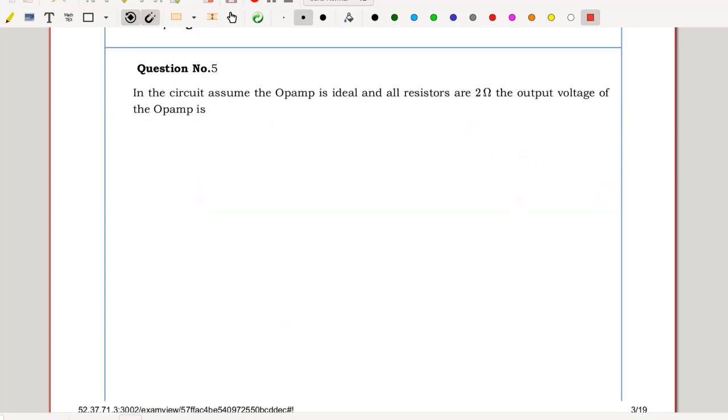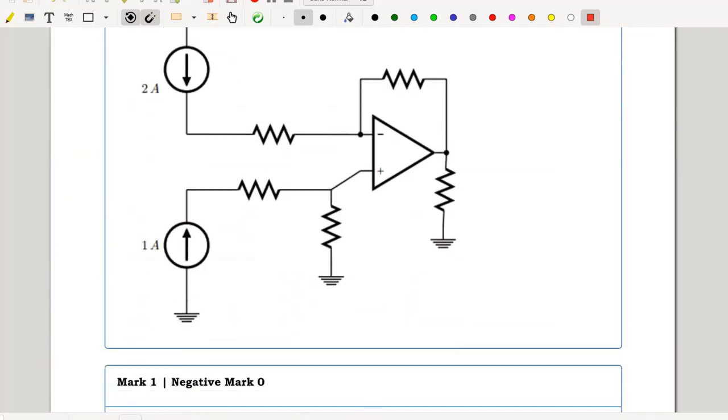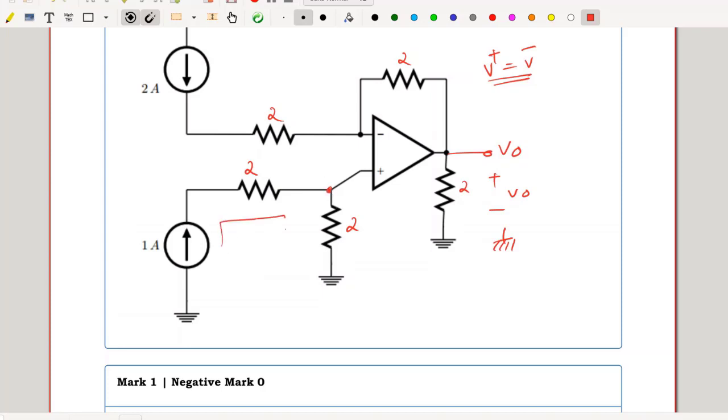Question number 5. In the circuit, assume the op-amp is ideal and all resistors are 2 ohms. The output voltage of the op-amp is. Op-amp is connected in negative feedback mode, hence V plus equals V minus is valid. This voltage is to be identified with respect to ground. V plus can be easily identified. 1 ampere flows through this because there is no input current to the op-amp.